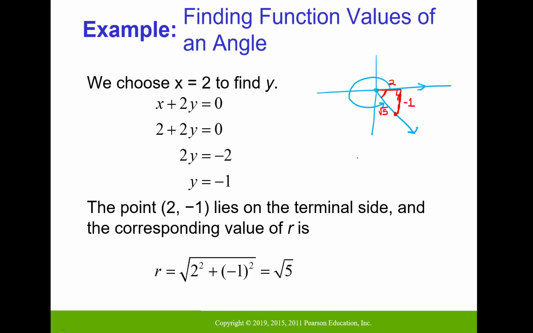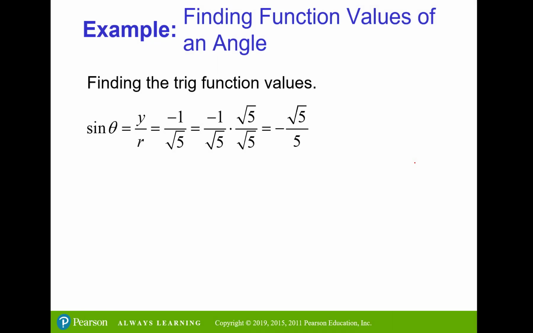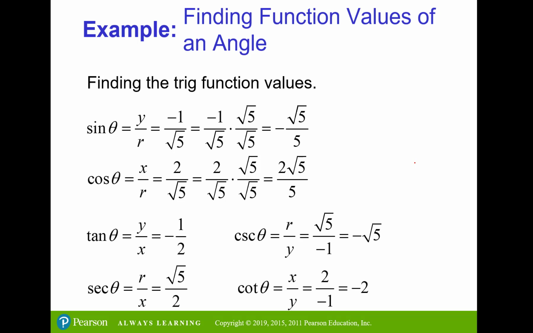So now you have all of the values that you need to plug into all of the 6 trig function definitions to find their values, knowing that x is 2, y is -1, and r is √5. So you plug those in, and then you can find all 6 trig function values.